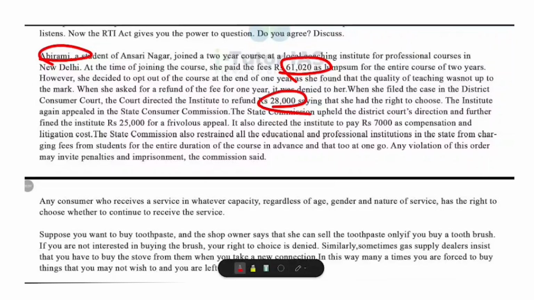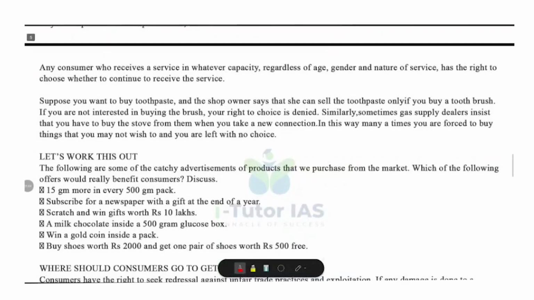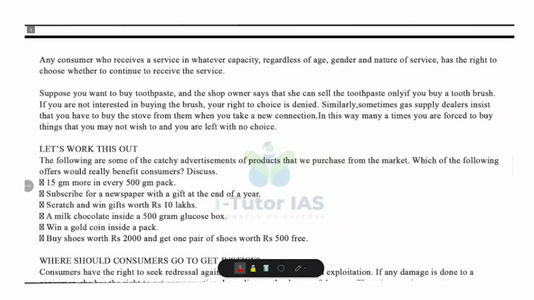It recognized that Abhirami had the right to choose and not be forced to pay for a service she did not receive. And what about the State Consumers Commission? They upheld the refund of 28,000 and fined the institute 25,000 rupees for filing a frivolous appeal and ordered 7,000 as compensation and litigation cost. It directed all educational and professional institutes not to charge fees for the entire duration upfront, and violation may lead to penalties and imprisonment.